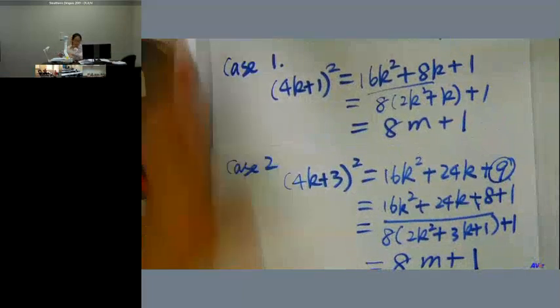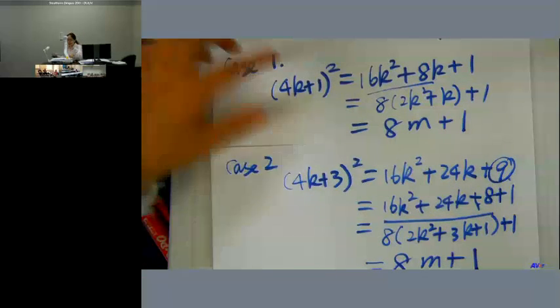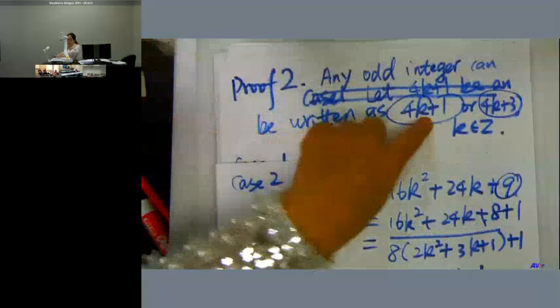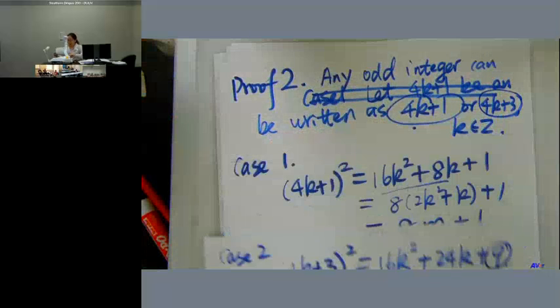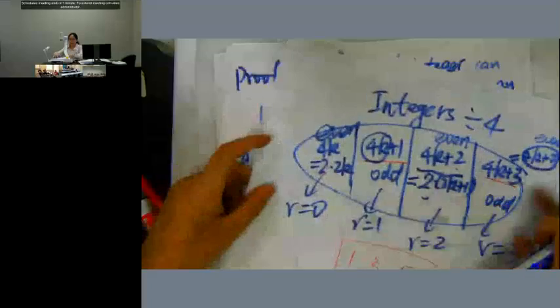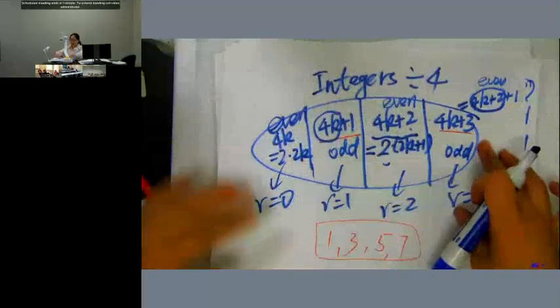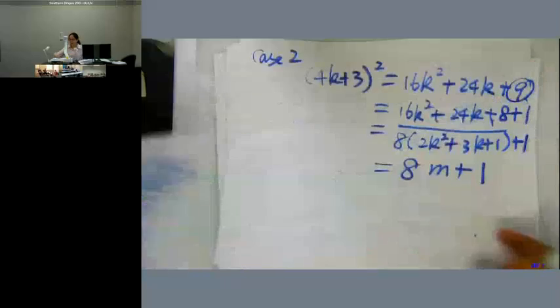Right, so this way might be a little easier, I guess, but you do have to know any odd integer can be written as either 4k plus 1 or 4k plus 3. Why is that? Because all the integers can be divided into 4 categories. 2 of them are even. Only the other 2 are odd. So that's why I only need to check this and that.